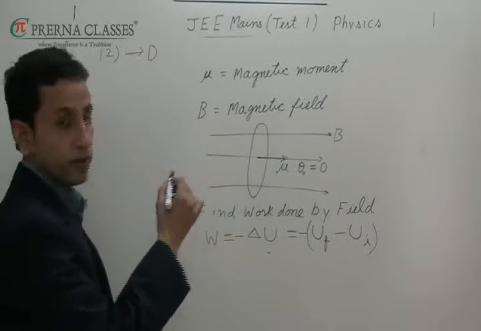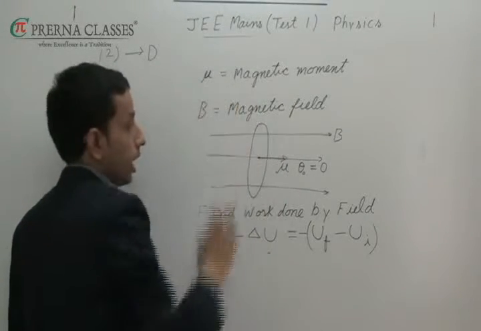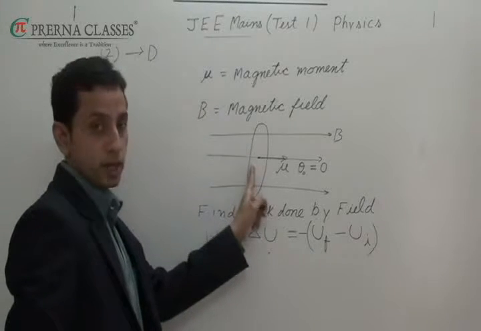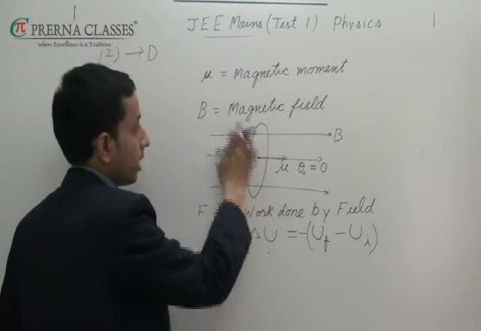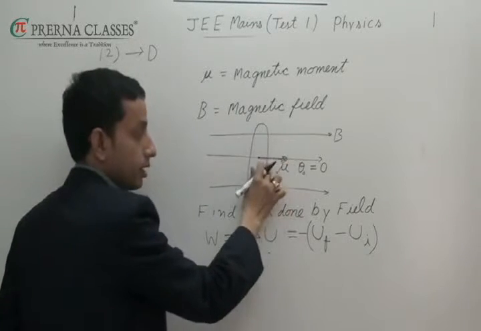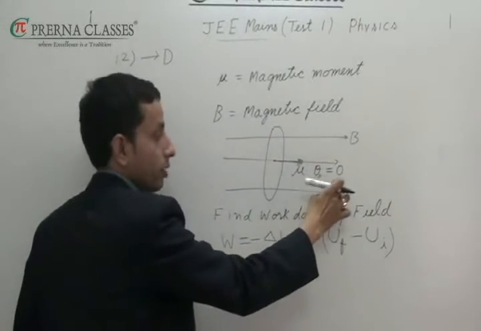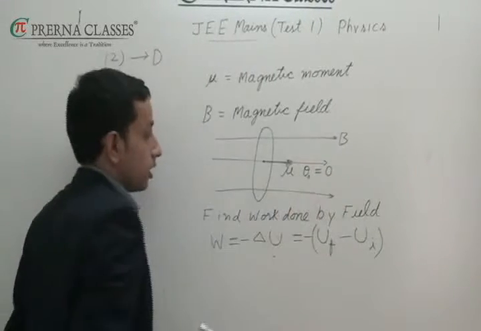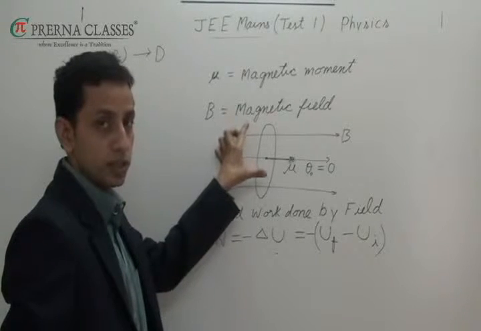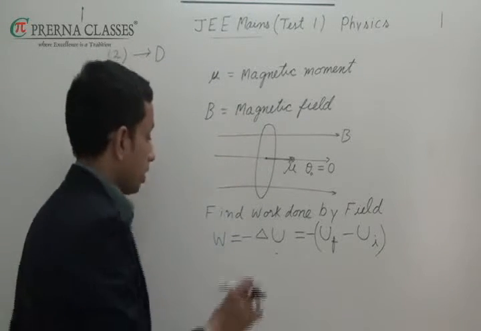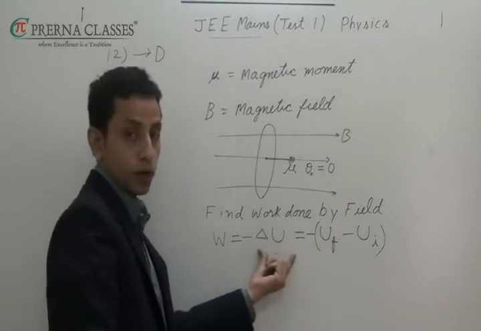Okay, come to question number 12. In this question we have been given a coil with magnetic moment mu, kept in a magnetic field in stable equilibrium. Stable equilibrium means the magnetic moment and magnetic field are in the same direction, so the angle between magnetic field and magnetic moment is theta equal to 0. Now we have to find the work done by the field if the coil is rotated from this position by an angle theta. Work done is given by minus of change in potential energy.